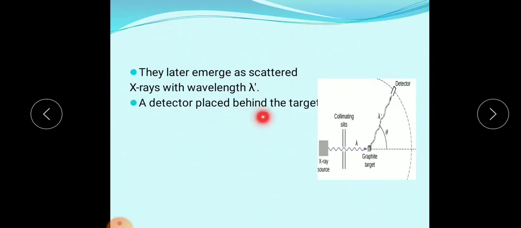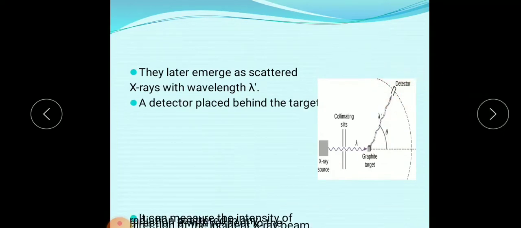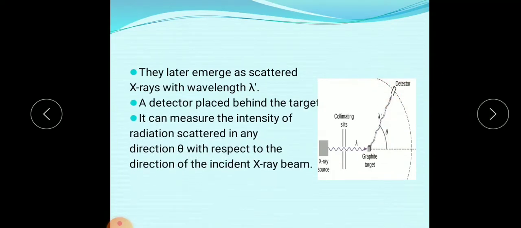The detector is placed behind the target. Here this is the detector. It measures the intensity of radiation scattered in some direction. The angle is theta, with respect to the direction of the incident X-ray beam. Okay, let us go to the next slide.